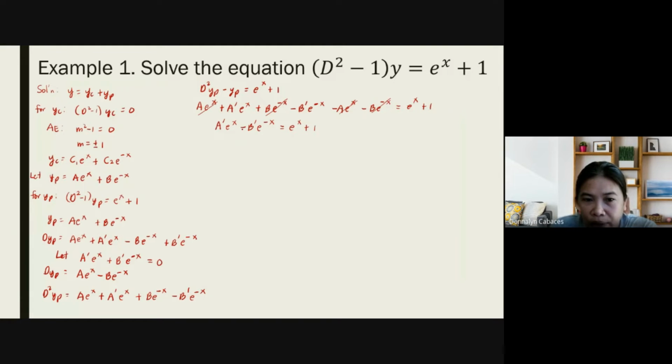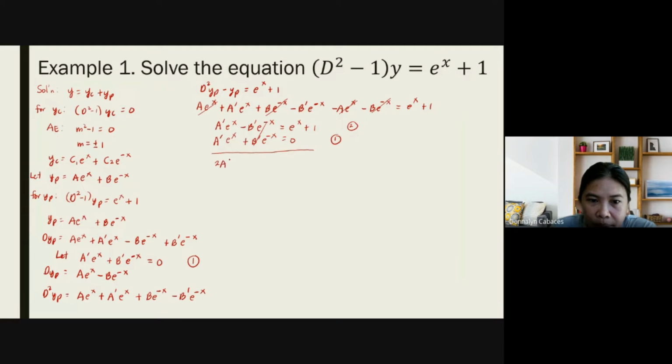And how do we find your a prime and your b prime? So having this equation that we imposed, let this be our equation 1 and let this be our equation 2. So solving for a prime and b prime using these two equations. Adding the two equations, you have here a prime e to the x plus b prime e to the negative x is equal to 0. This is your equation 1.